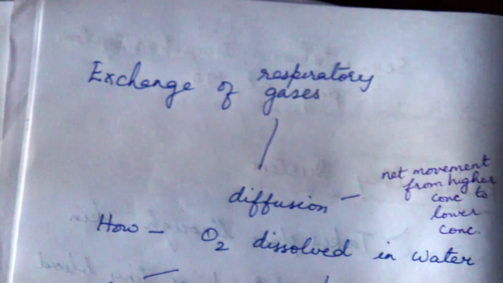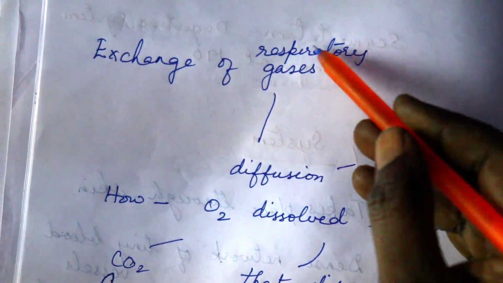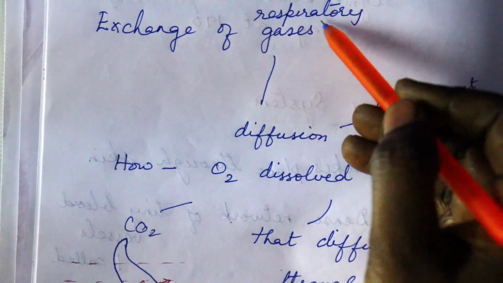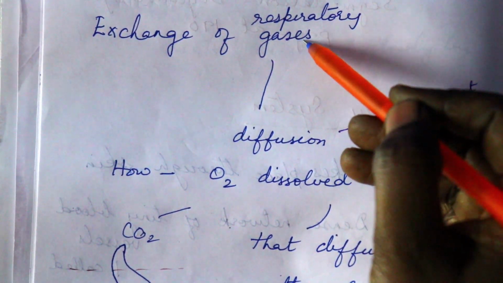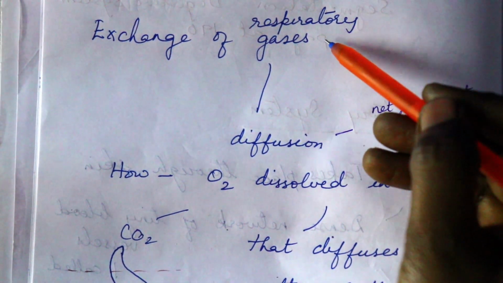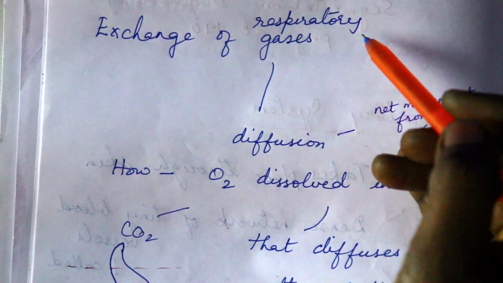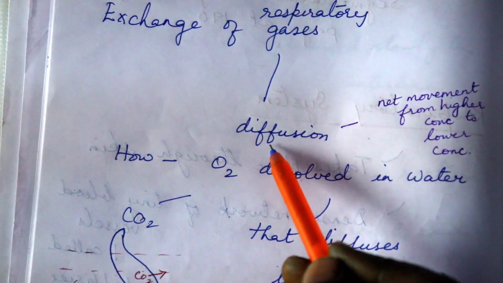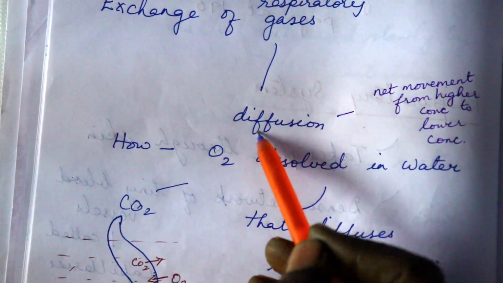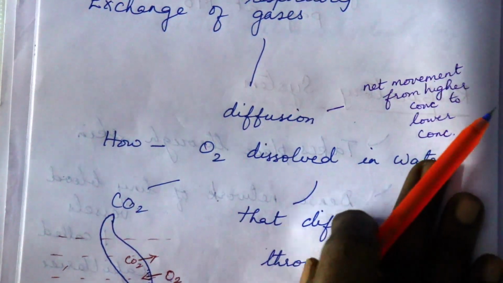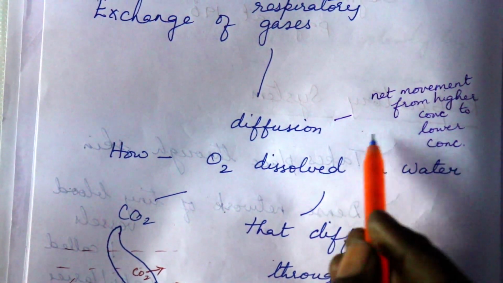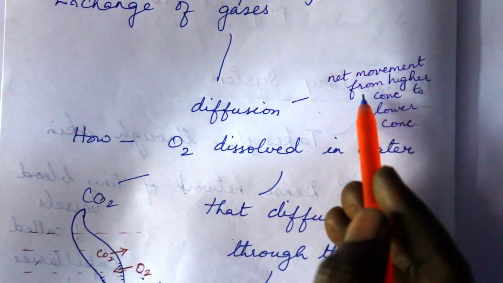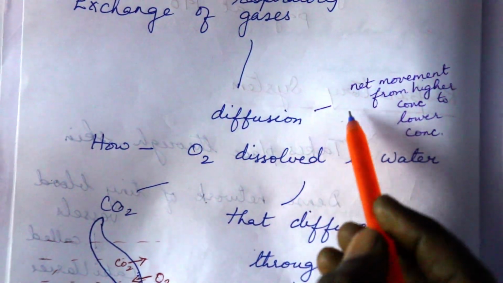How does exchange of respiratory gases take place? Respiratory gases means oxygen and carbon dioxide, isn't it? So it is just through diffusion. In lower forms of animals, in all of them, respiration takes place only through diffusion. Diffusion means movement from higher concentration to lower concentration.